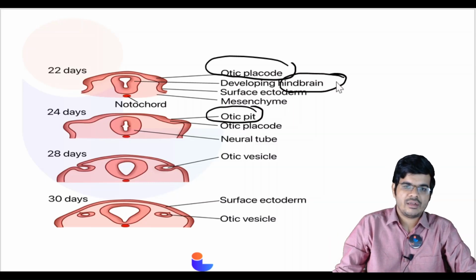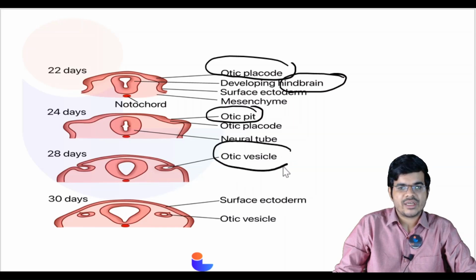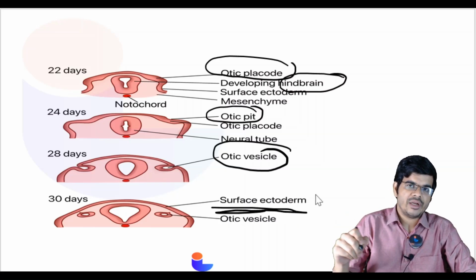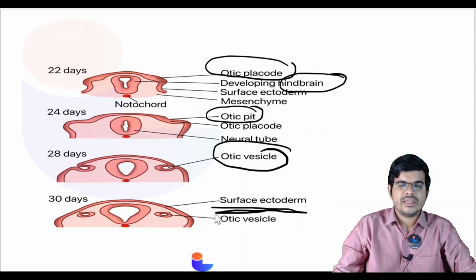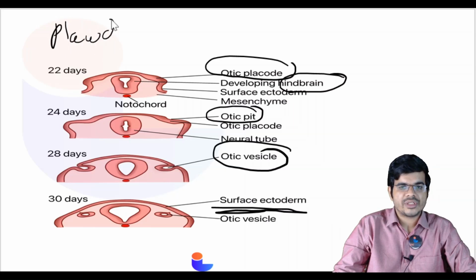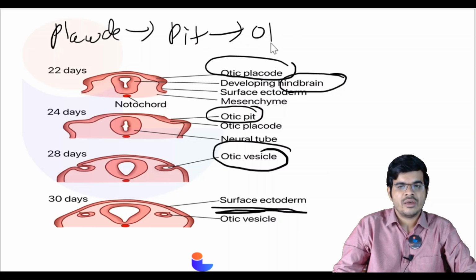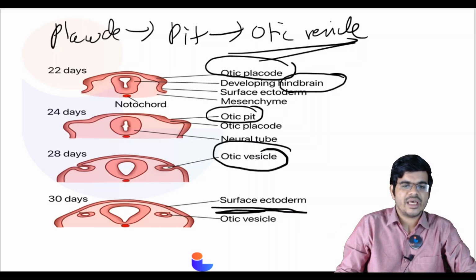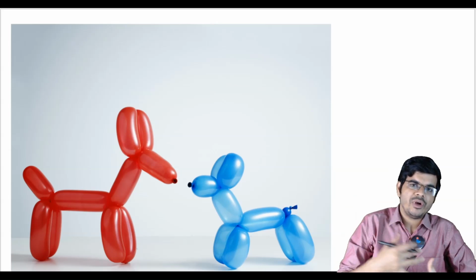Then this otic pit invaginates inside to form the otic vesicle. So it is from the surface ectoderm of the developing hindbrain that you have the thickening called otic plug cord. Otic plug cord goes in to form the otic pit, and from the otic pit develops the otic vesicle. Now this otic vesicle is shaped like a designer balloon. You can shape it into different shapes.